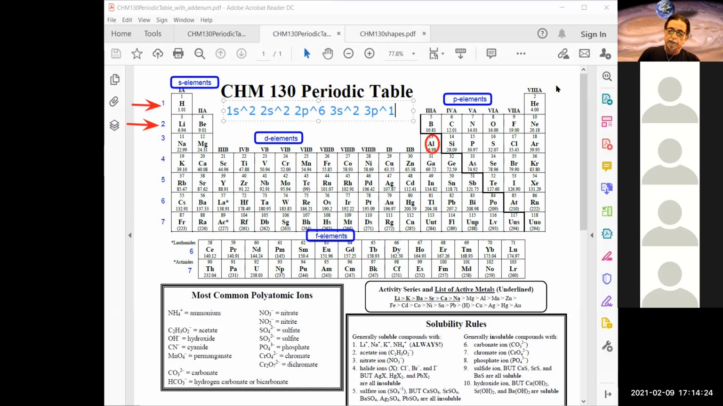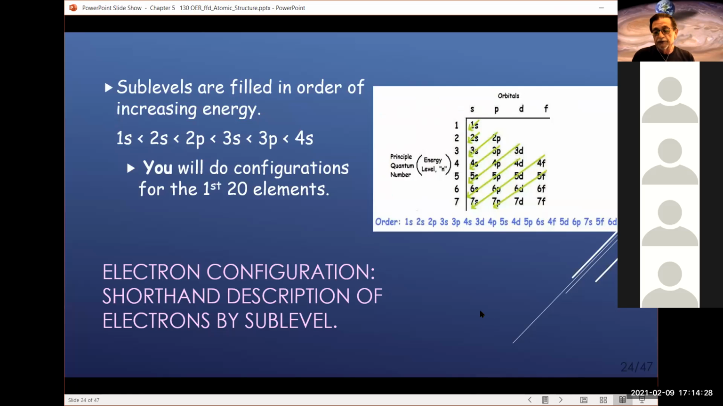And you're more than welcome to utilize the periodic table or memorize the order: 1s2, 2s, 2p, 3s, 3p, 4s, 3d, 4p, 5s, 4d, 5p, etc. You can do that. Do at least the first 20 configurations, okay? See if you can do that.